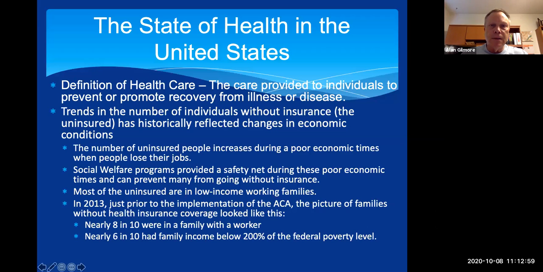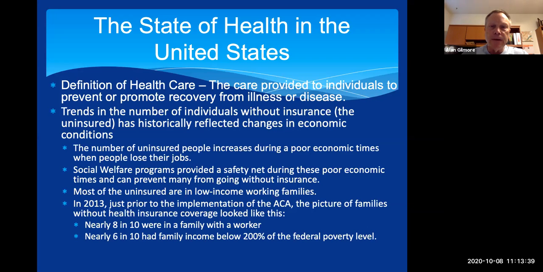So the state of healthcare in the United States. Let's start, as we almost always do, with some definitions. In the very broadest sense, we are defining healthcare as the care that's provided to individuals to prevent or promote recovery from illness or disease. I think that's a good, broad, strong working definition, talking about both preventing and promoting recovery. So both prevention as well as treatment in terms of illness or disease.